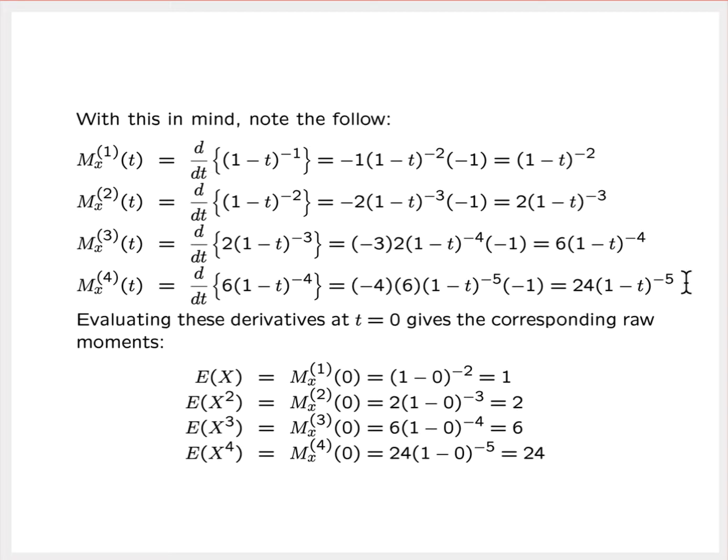And so to get the first 4 raw moments, we just evaluate these derivatives at t equal to 0. And so when we do that, we get that the first raw moment is 1, the second raw moment is 2, the third raw moment is 6, and the fourth raw moment is 24. These are the same values that I gave you back on a previous slide for the first 4 raw moments.